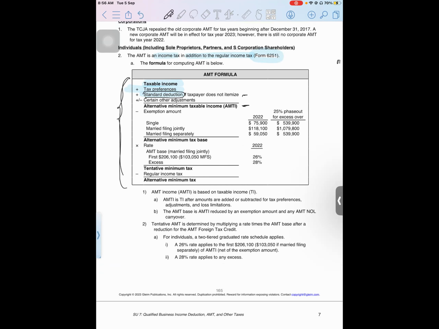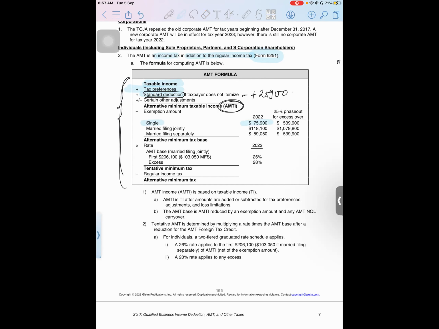Now, out of this, there is an exemption amount which is provided. So out of this taxable income, this is the base standard deduction which is provided. See, this standard deduction, we are going to add back 25,900. Why? Because later on, AMTI has a different standard deduction. So that much amount only we are going to reduce. Okay, for 2022, if you are single, then you can reduce 75,900.